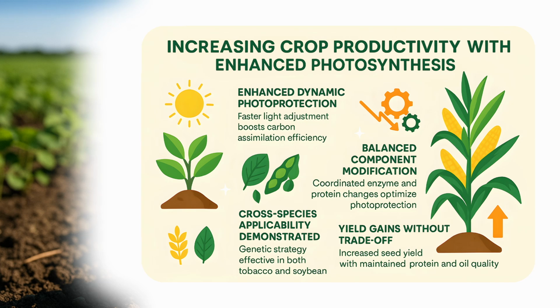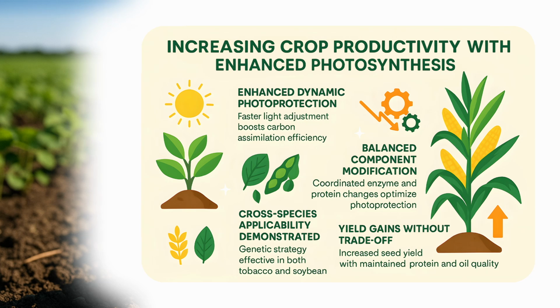The accelerated relaxation was achieved through a coordinated modification of both pigment cycle enzymes and structural proteins, revealing that a balanced manipulation of multiple components is critical to optimizing the dynamic response of photoprotection. Moreover, the engineered plants maintained robust protection against photodamage, demonstrating that it is possible to improve photosynthetic performance without compromising resilience to excess light. De Souza and colleagues extended these findings into an agronomically relevant context by applying the same genetic strategy to soybean, a major food and feed crop.